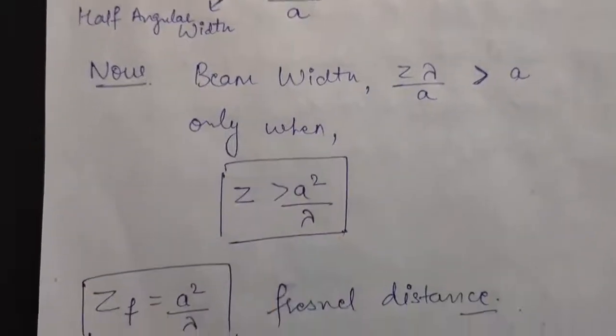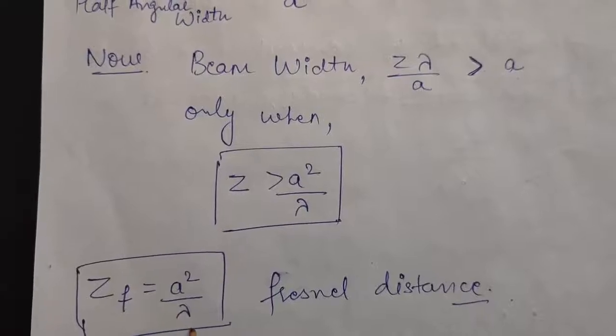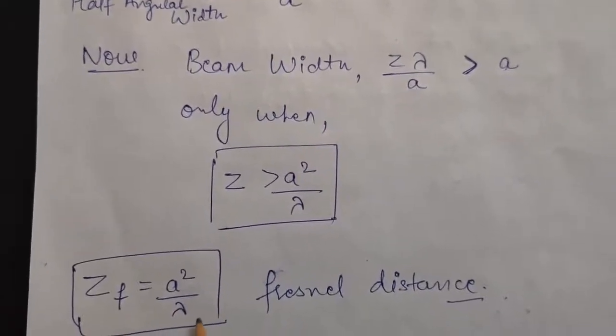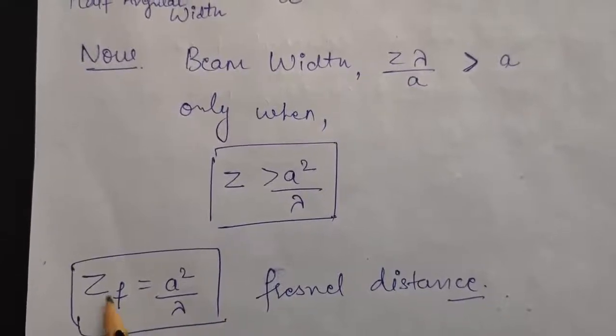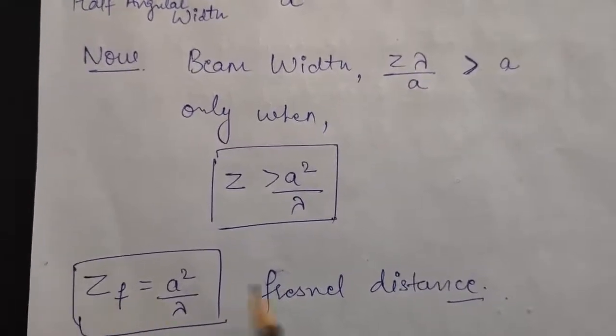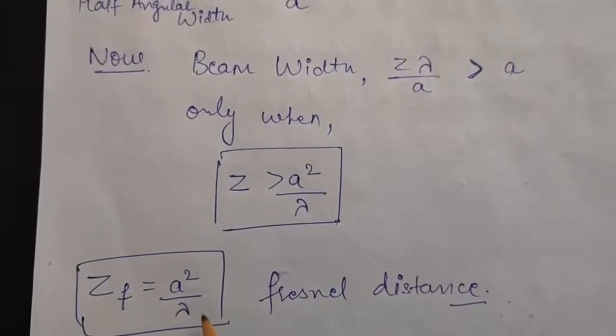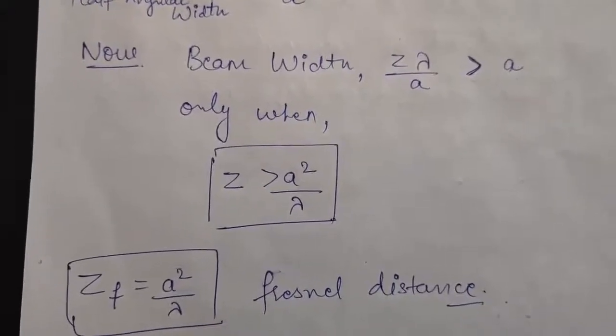So you can say a square by lambda is nothing but the minimum value of the distance, which is called Fresnel distance. So ZF is the Fresnel distance, and it is defined as a square by lambda. Remember this formula, it will be used in various questions.